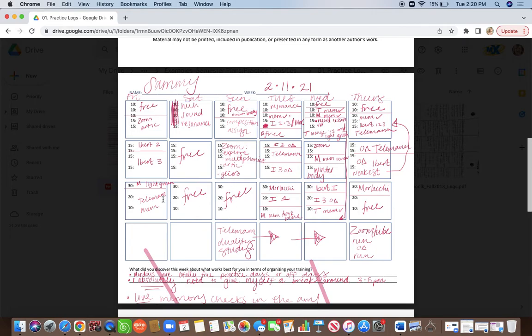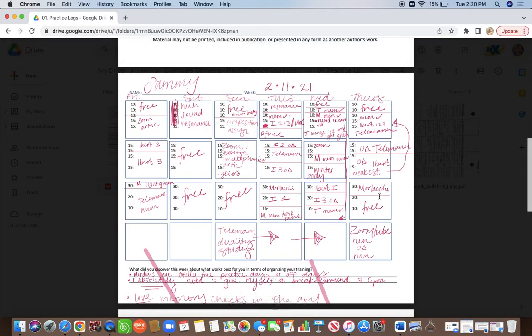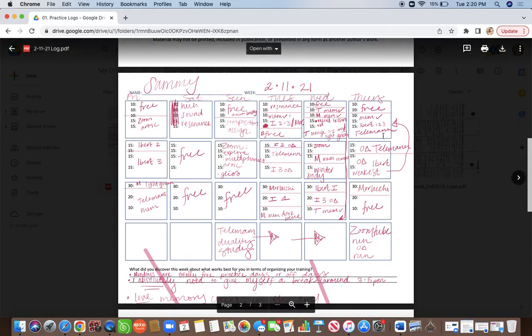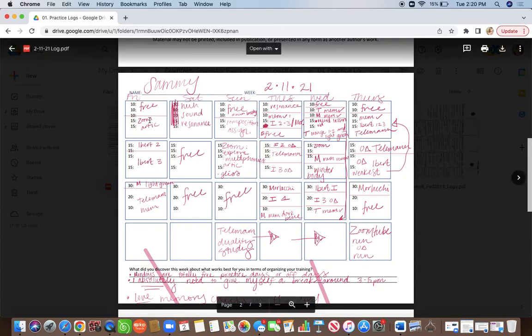I also was thinking more horizontally and making sure that I was hitting Morlocki multiple times throughout the week. I was making sure that I was hitting ZoomTube multiple times throughout the week. I was making sure that I had free time every single day, or almost every single day throughout the week. So it's important to pay attention to what you're doing within a day, but also making sure that you're hitting something within a week.